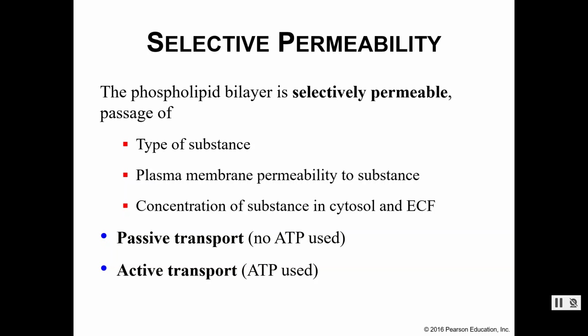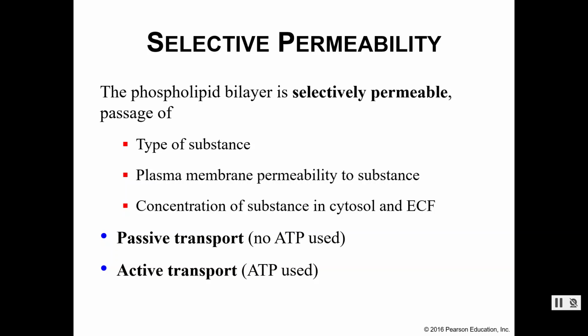Now, who decides and how do we decide who gets to move how? Well, it's going to be based on type of substance. So polar, nonpolar, ionic, large, small molecules, everybody moves just a little bit differently. Then there's plasma membrane permeability to a substance, so how much do we want to move in and out? And then the concentration of the substance in the cytosol, or the intracellular fluid, compared to the extracellular fluid. We'll talk about concentrations here in just a second.